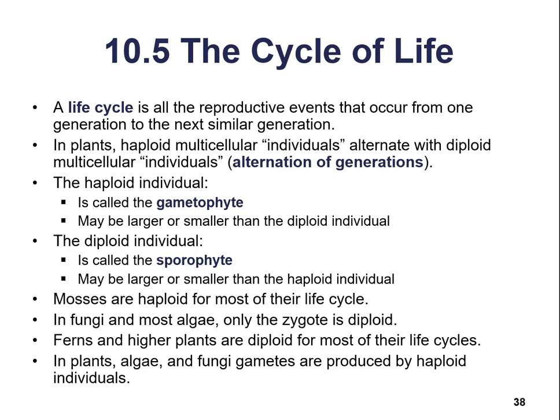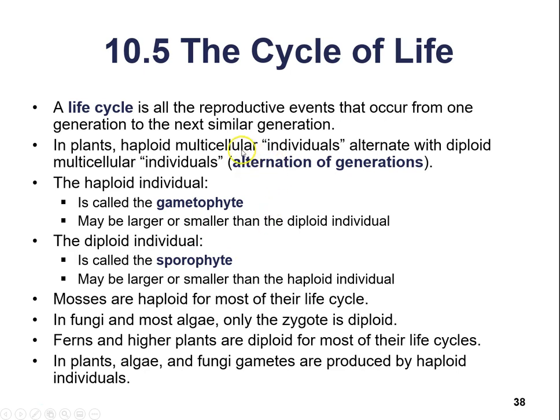But it's a term worth knowing. Okay. And so again, within this, we call the haploid individual a gametophyte. It may be larger or smaller than the diploid. A lot of times it's smaller, but it depends on the plant you're talking about. The diploid is called a sporophyte. Same thing. It can be smaller or larger depending.